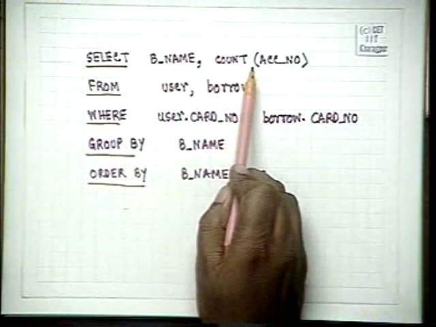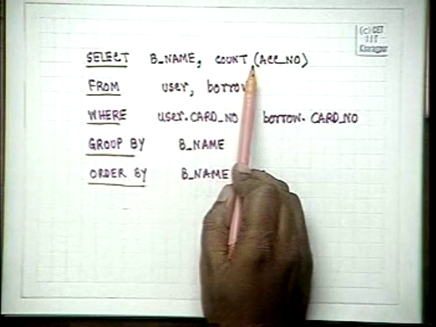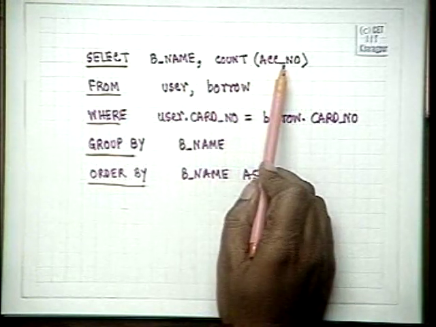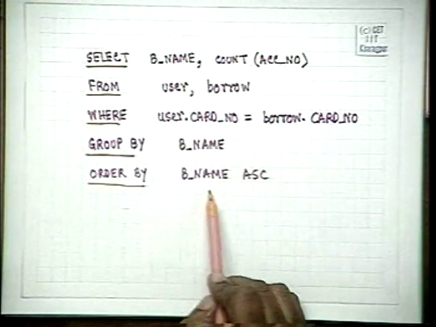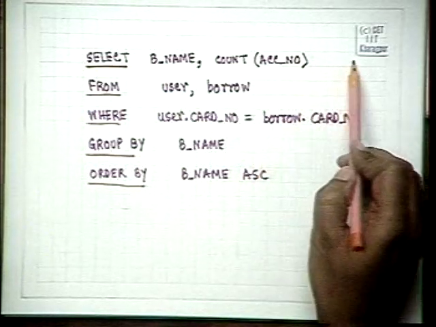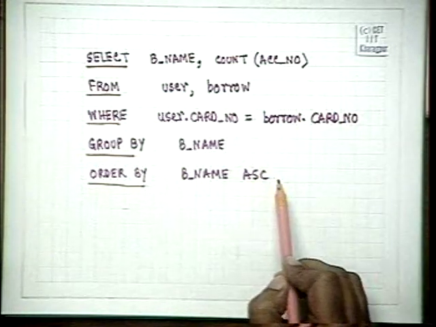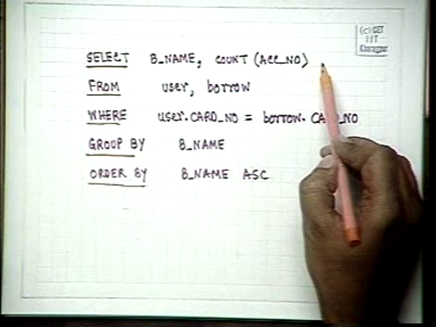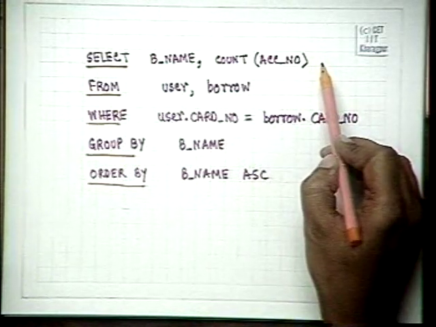We have only selected two things, this and the aggregate count of accession number. Therefore, we will not have date of issue here. So we cannot really order by date of issue unless date of issue is present in the output relation.